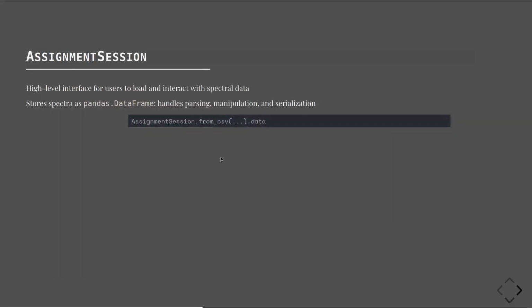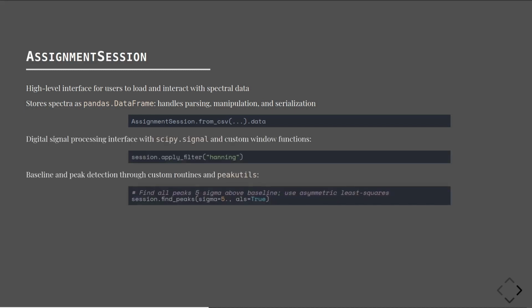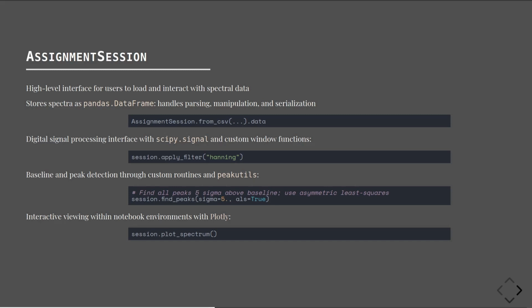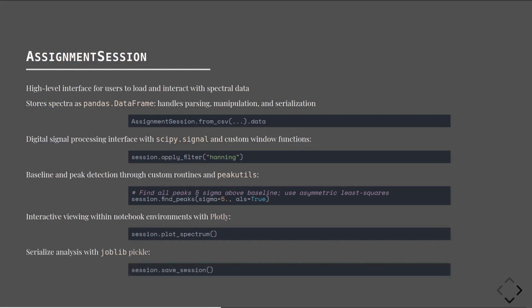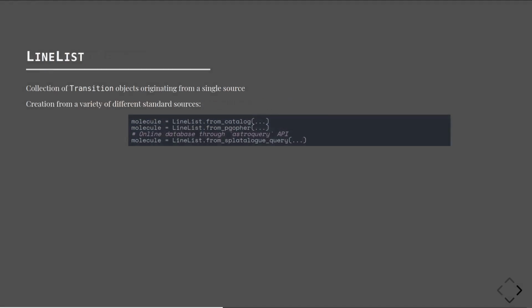The AssignmentSession acts as the main form of user interaction for the analysis. We use pandas to handle the spectral data, giving us convenient ways to parse common file formats and perform efficient computation and serialization. We also have access to functions to perform signal processing and peak detection by wrapping functionality from SciPy and PyQtGraph, as well as some custom functions in our library. And because this library was designed with notebook environments in mind, we also have interfaces with Plotly to make interactive plots. And finally, we use Pickle to serialize the entire analysis. And while Pickle is not necessarily the gold standard in security, this is a crucial part of our workflow, as we'll discuss later.